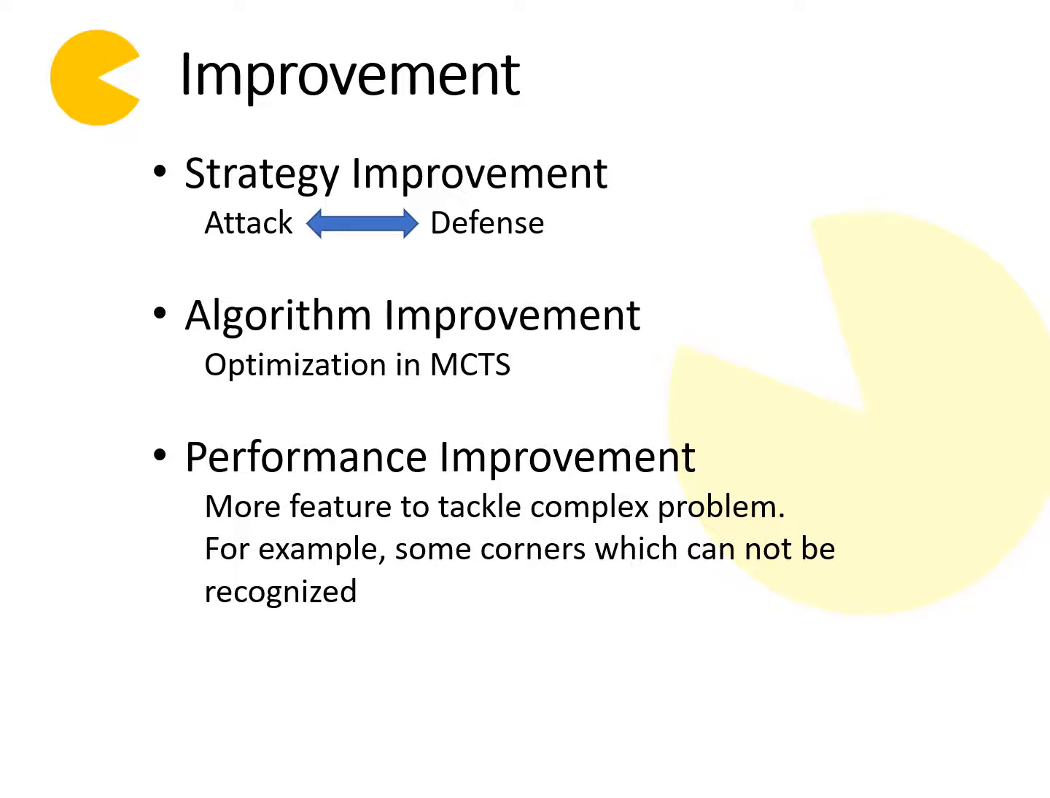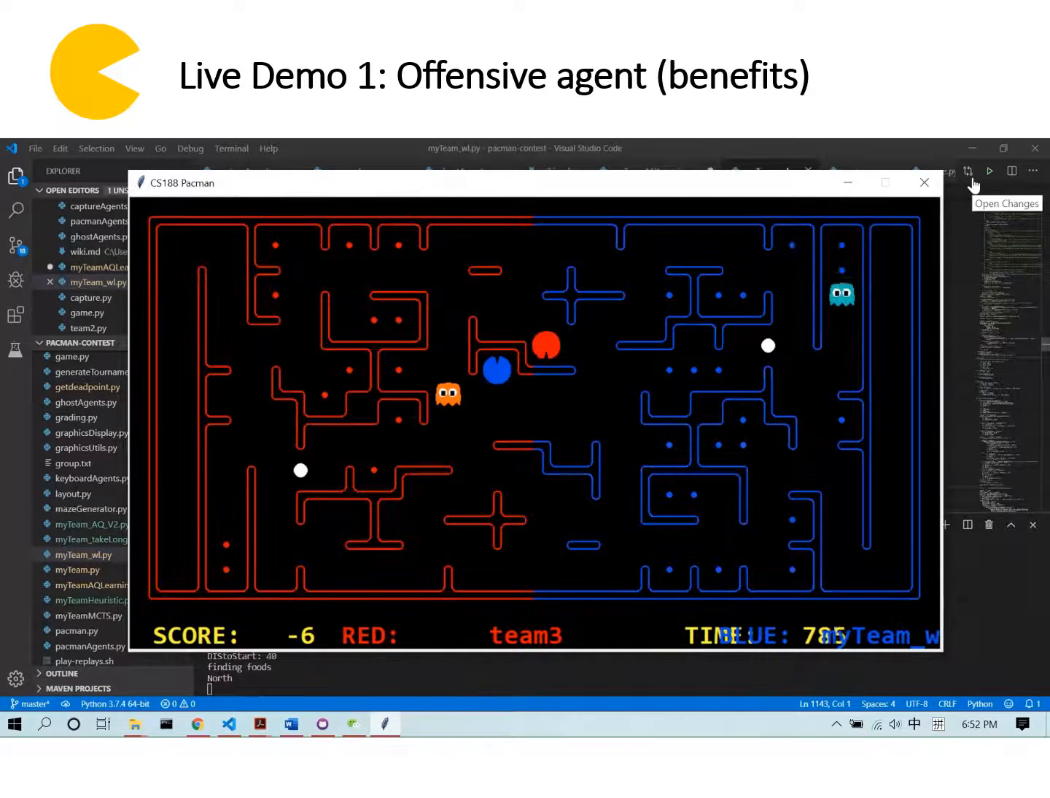The future improvement can be considered in three ways: strategy, algorithm, and performance. As for strategy, the agent had better make attack and defense conversion at the right time. The abandoned Monte Carlo tree search needs to be optimized by some progressive pruning strategies. It can also be used for goal recognition in future enhancement. Moreover, the agents need more features to tackle complex problems. So here comes the demo.